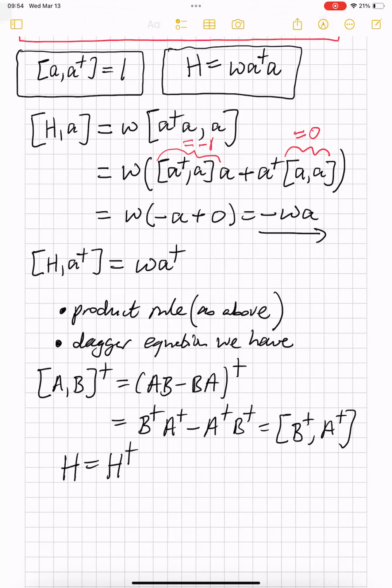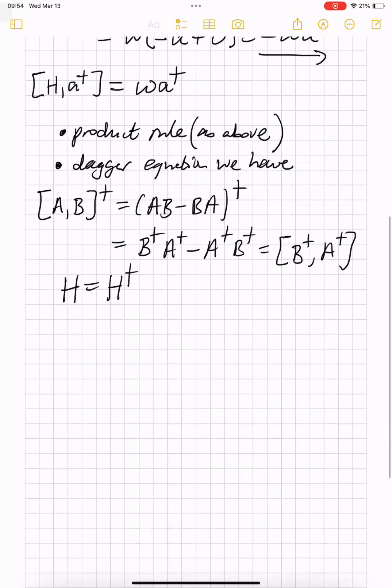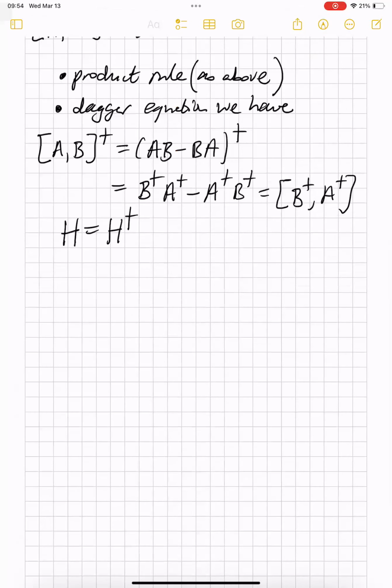Okay. Now let's start to solve the eigenproblem. So what is the idea to solve the H eigenproblem?